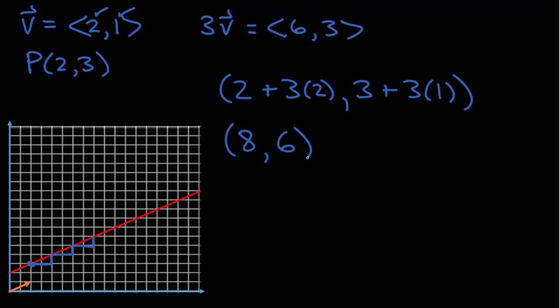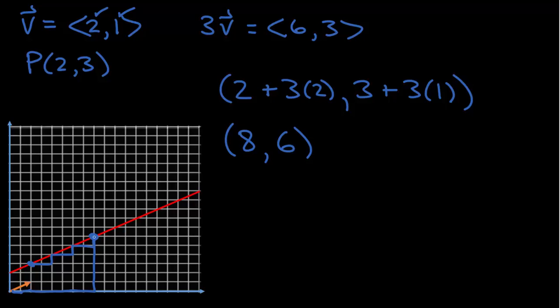Now I'm going to plot that point and see where it lands me. I go 1, 2, 3, 4, 5, 6, 7, 8, and then up 6: 1, 2, 3, 4, 5, 6. Look at that. I'm back on the line, which is no surprise, right? Because we said this vector was parallel, and multiplying by a constant just gives me another parallel vector. It just changes the magnitude.